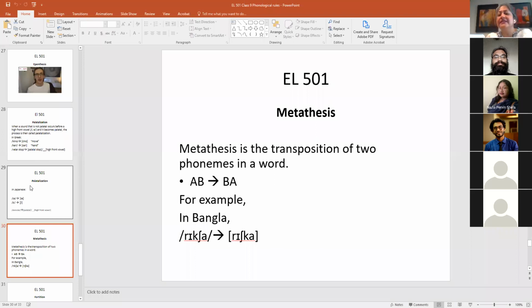So metathesis is the transposition of two phonemes in a word. Transposition মানে অদল বদল, ওটা just জায়গায় বদলাবে, right? So AB becomes BA. In Bangla, we have a word like ricksha, and a lot of people say rishka, right? কিছু হয়নি এখানে, অন্য কোনো কিছু হয়নি, just sha and ka, they changed places.